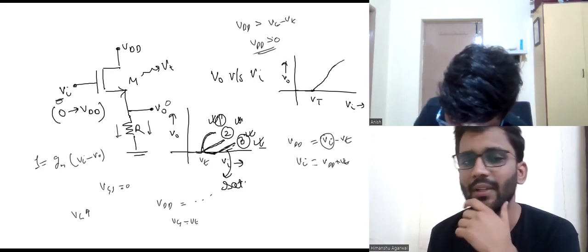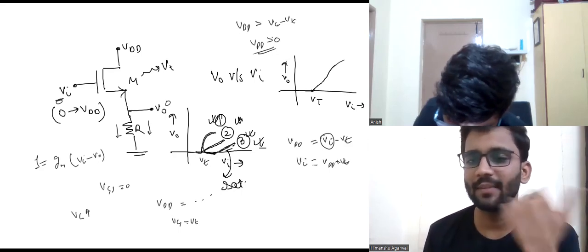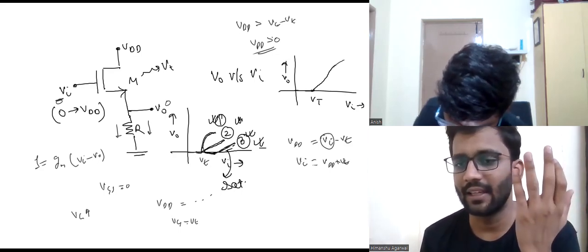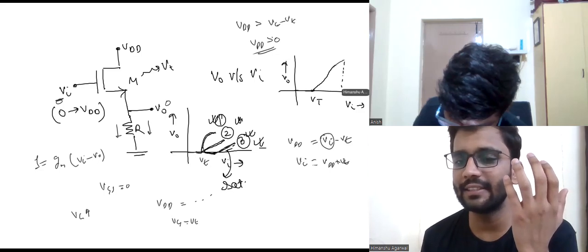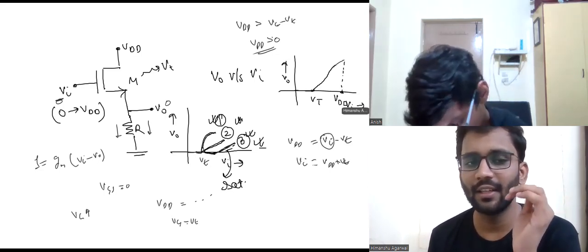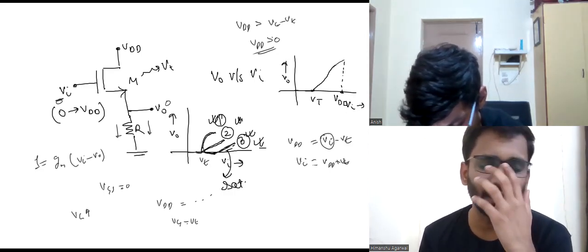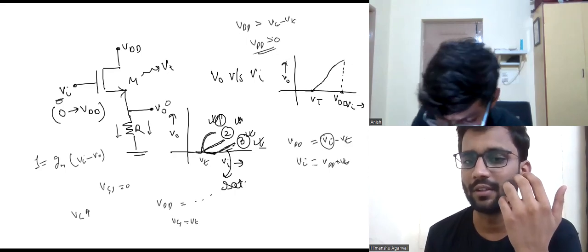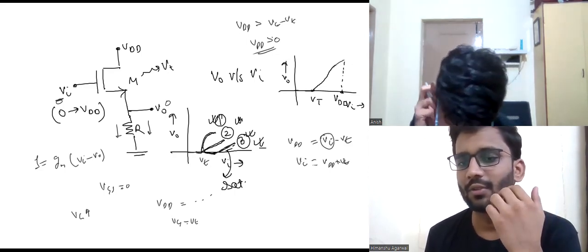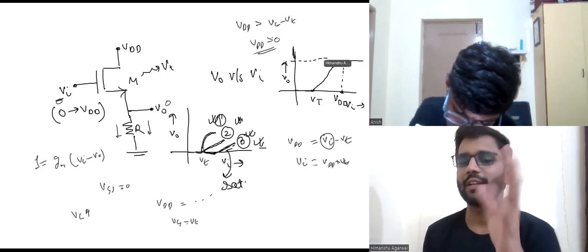What I am saying is that, assuming at Vin equals VDD, we are reaching the saturation. Not the saturation region, but the saturation of V naught. So what should be the saturation value? What should be the maximum value V naught can have?